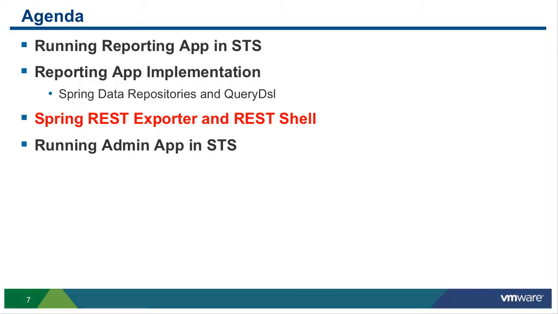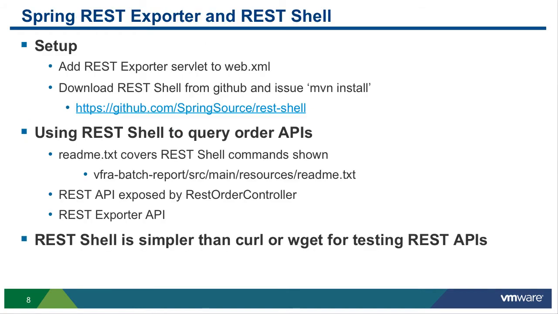Now we're going to take a look at the REST exporter and the REST shell. We'll look at the setup as well as using the REST shell to query the order APIs, both the ones made available by the REST order controller that we looked at earlier, and those made available by the Exporter API, which is based on the OrderRepository interface. And there is a readme.txt that lists all of the REST shell commands if you want to retry them.